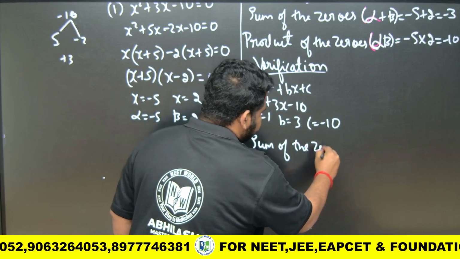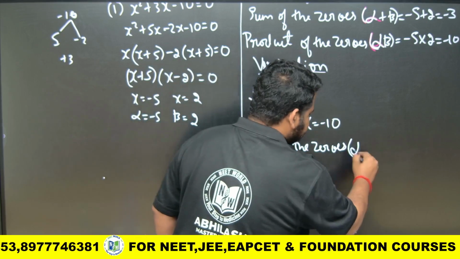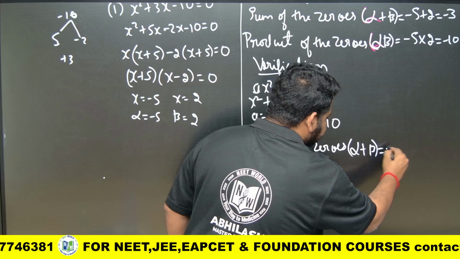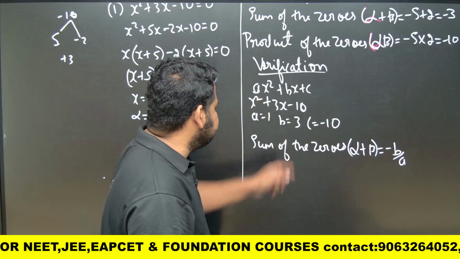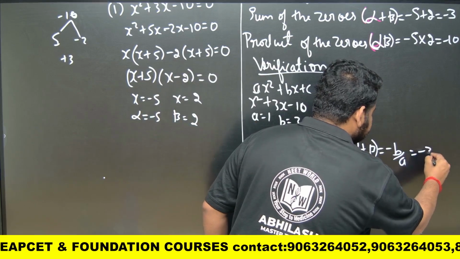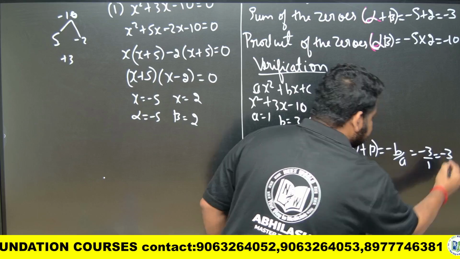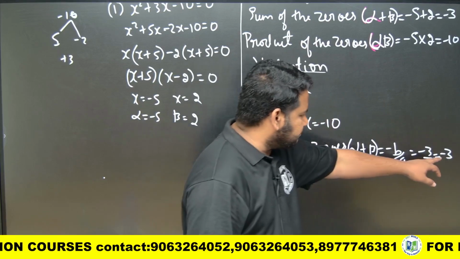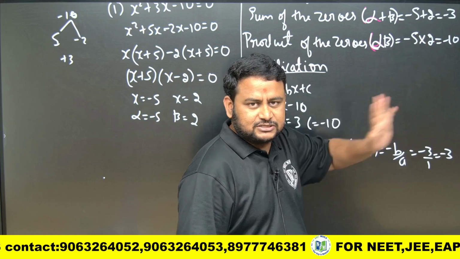How to do the sum of the zeros? Sum of the zeros is alpha plus beta, that is equal to minus b by a. Here minus b means minus 3, since b is 3, divided by a value, which is 1. So minus 3 by 1 is equal to minus 3. So we got the sum of the zeros as minus 3 by the formula method, and by the direct method also we got minus 3. So it is verified.